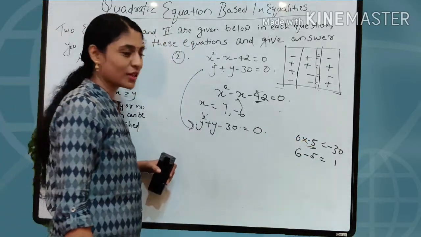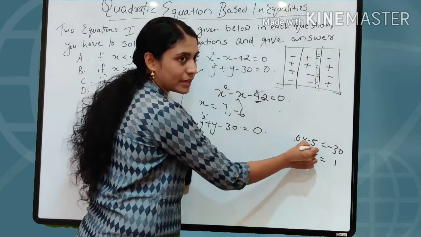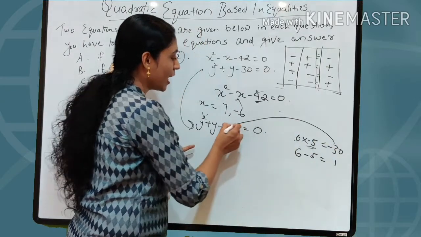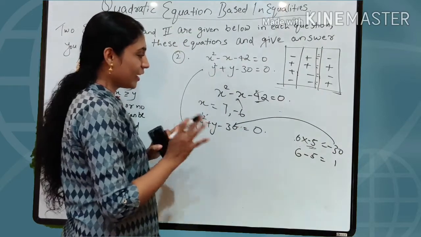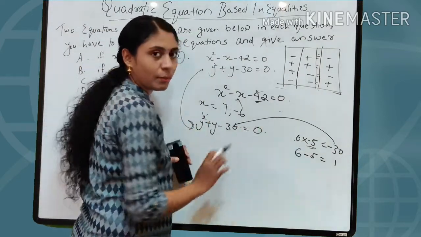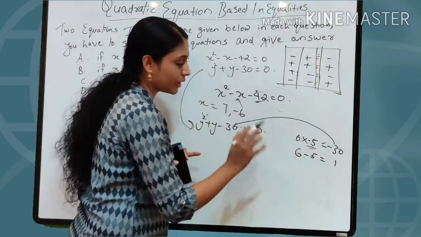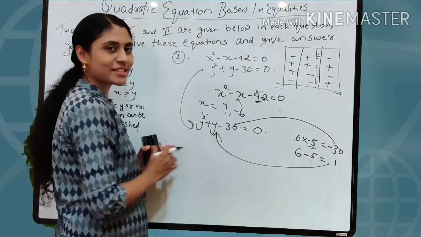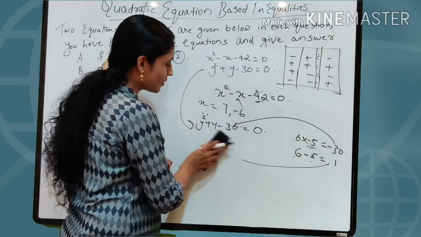Upon 5. Understood? So when we multiply 6 and minus 5, we will get minus 30, which is the constant term. And when we subtract 6 and minus 5, that is 6 minus 5, which is equal to plus 1, and that is the middle term. Understood? So now we can solve.